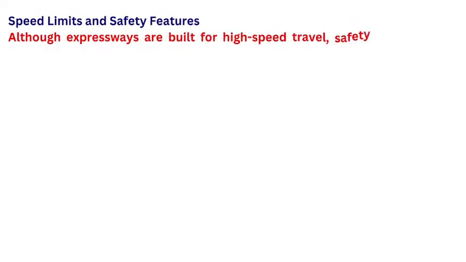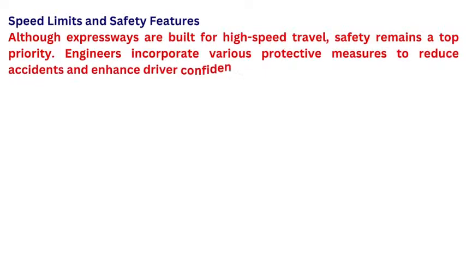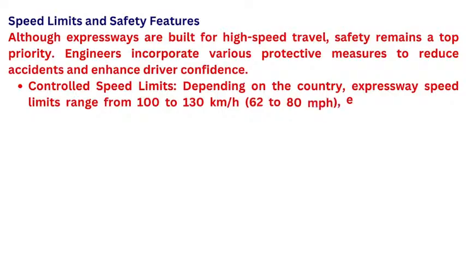Speed limits and safety features. Although expressways are built for high-speed travel, safety remains a top priority. Engineers incorporate various protective measures to reduce accidents and enhance driver confidence. Controlled speed limits. Depending on the country, expressway speed limits range from 100 to 130 kilometers per hour, 62 to 80 miles per hour.